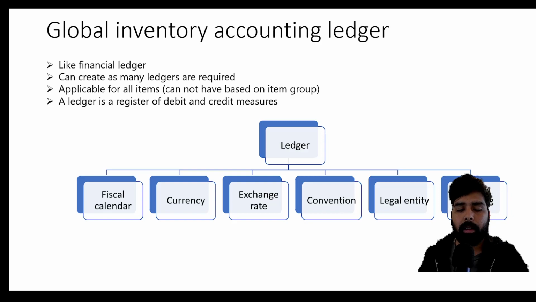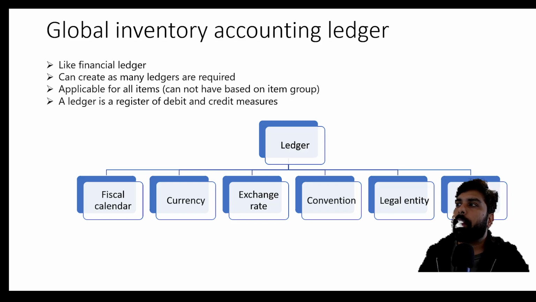I can have another ledger defined which helps me to have a different valuation method, let's say standard cost. So I can define as many ledgers as I want in the global inventory accounting for my legal entity. The only thing is that when we define any ledger, it is applicable to all the items. It is not applicable to an item or item group. So if I have defined GBP as a different valuation currency, it will be applied to all the items. It is not that I can have some group of items in GBP and the rest in a different currency. So I cannot have that.